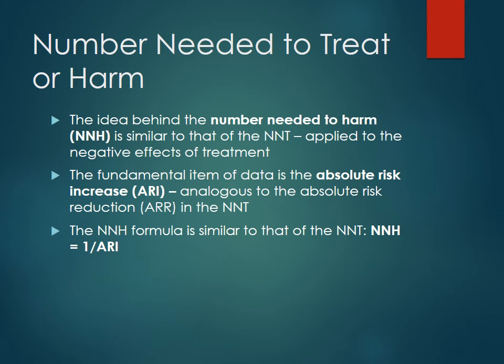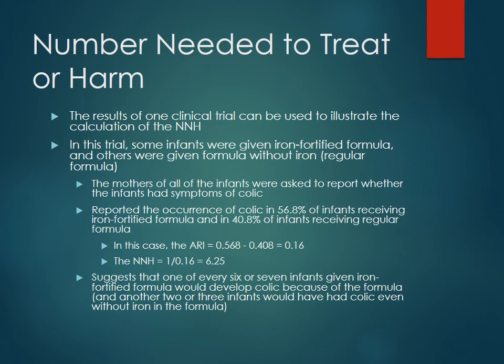So similarly, the idea behind number needed to harm is the same basic principle as number needed to treat. It would just be looking at your absolute risk increase. So if you looked at the incidence of, say, erectile dysfunction in patients on antihypertensives, you would see a risk increase in those male patients, and then you would just take the reciprocal of that and get your number needed to harm.